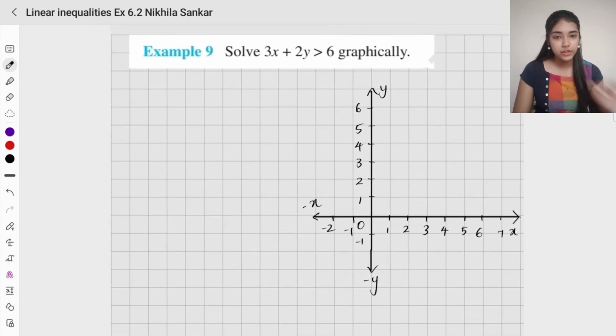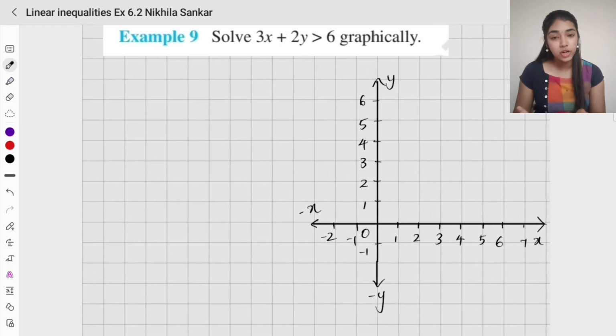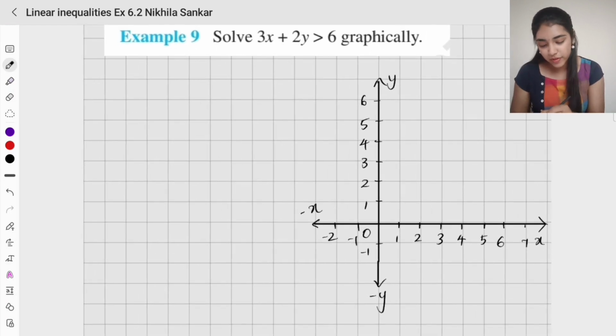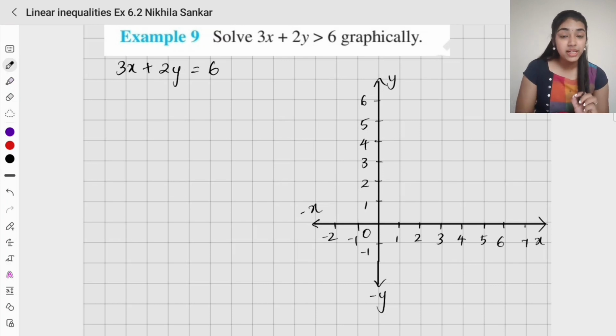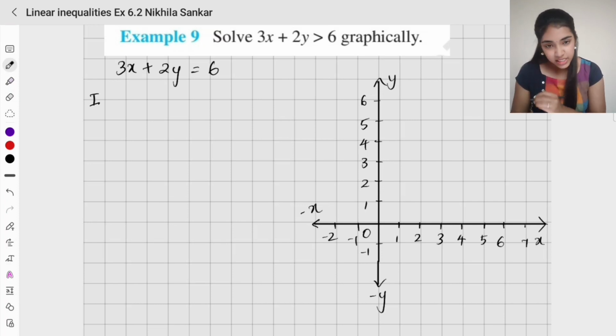First ஒரு inequation கொடுத்திருக்கு. இது equation எழுத போறேன். For what? To draw the graph. So என்ன பண்ண போறோம்? First step I am going to write the equation. 3x plus 2y equals 6. Okay. Now I am going to write x in terms of y and y in terms of x. இப்போ first step என்ன? X in terms of y, which means 3x is equal to 6 minus 2y.